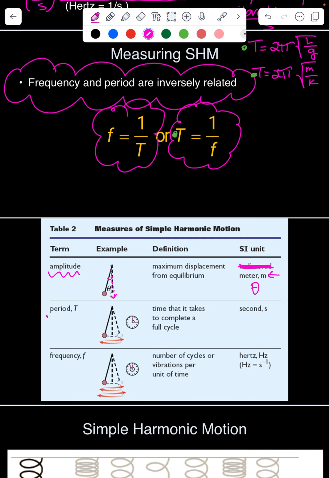All right, period, again, is just the time that it takes to go forward and then come right back. So that's going to be measured in seconds. And then frequency, yet again, is hertz, which is also 1/seconds. And then you see this right here. That's just whenever something is in the denominator, you can put it to the negative first power, and that's the exact same thing. All right, so again, that's the number of cycles or vibrations per unit of time, and our unit of time is going to be seconds.